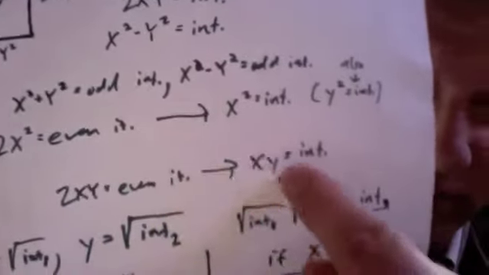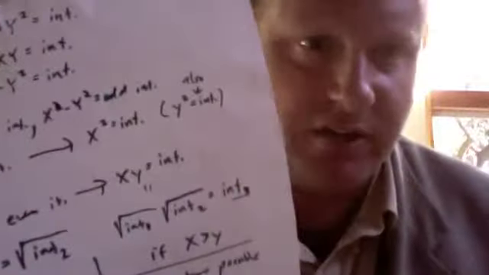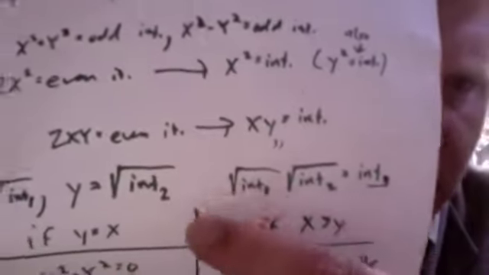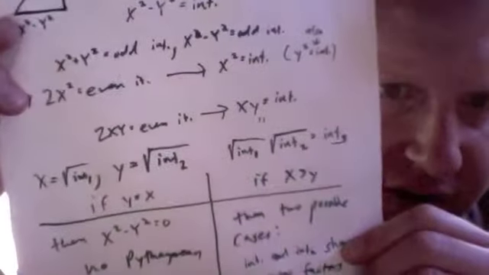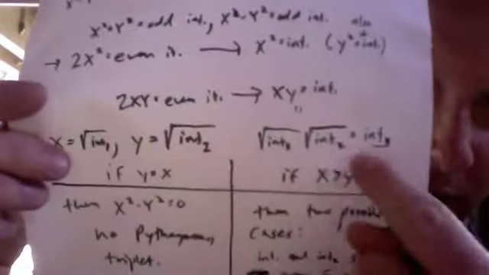Okay, so x times y is equal to an integer, and x squared and y squared are integers. Now if x squared and y squared are integers, then x is the square root of an integer, meaning integer 1 would be the same thing as x squared. And then y is the square root of integer 2, which is again the same thing as y squared. And then the square root of integer 1 times the square root of integer 2 gets us, I call it integer 3, but that's really xy, okay? And that's right over here.